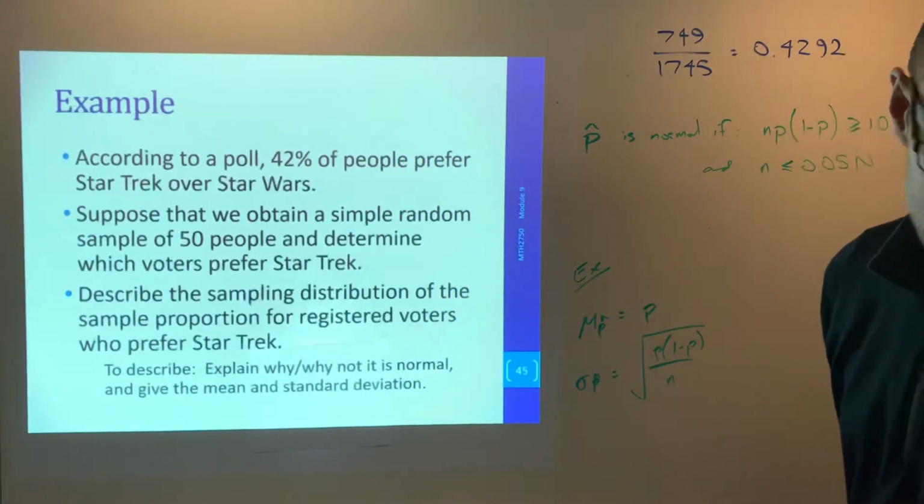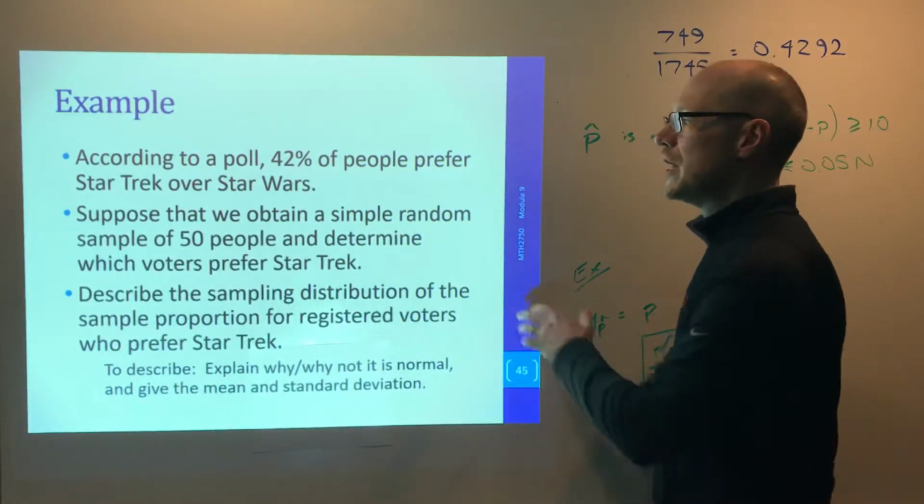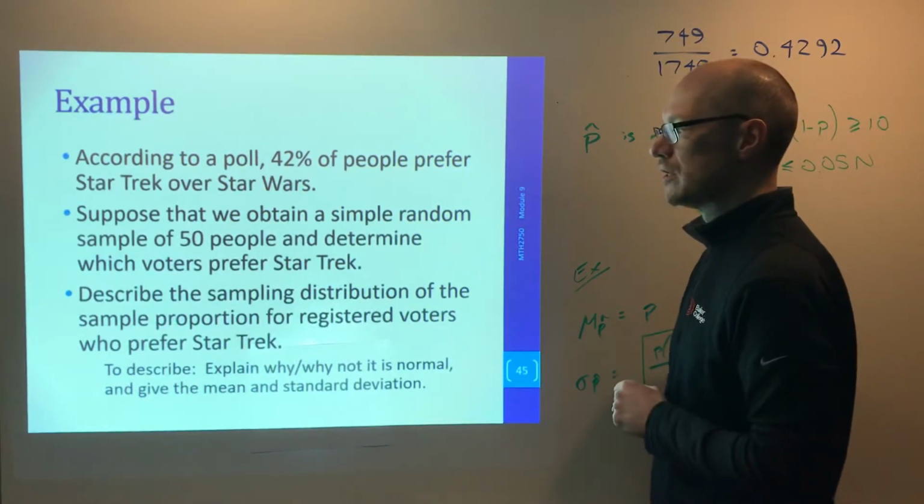Okay, so here we go with our example. According to a poll, 42% of people prefer Star Trek over Star Wars. Suppose we obtain a simple random sample of 50 people and determine which voters prefer Star Trek.